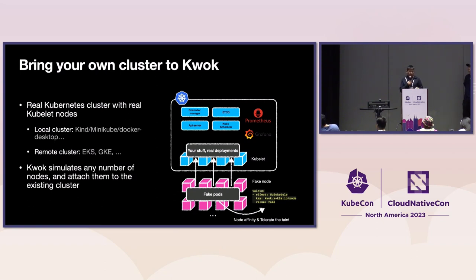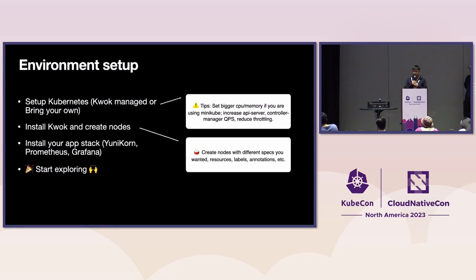After that, similarly, KWOK can simulate any number of nodes. Also, those nodes come with taints, so you need to make sure your application or workloads are running with the tolerations and node affinity to make sure that they can run on those fake nodes. So then the environment setup becomes really easy. Set up the Kubernetes, either use the KWOK managed or bring your own, then install KWOK, create nodes, then install your app stack. By app stack, for example for YuniKorn, we do a helm install of YuniKorn, then Prometheus and Grafana so we can gather all the metrics we need, then just start exploring.